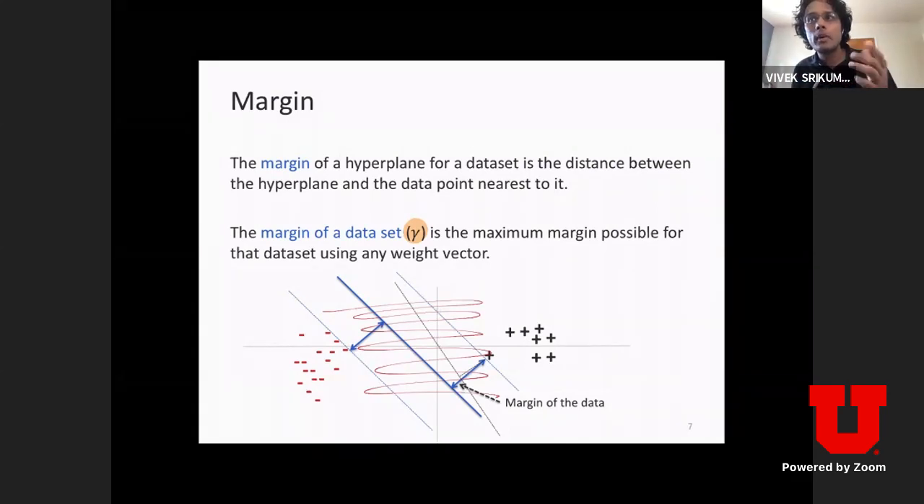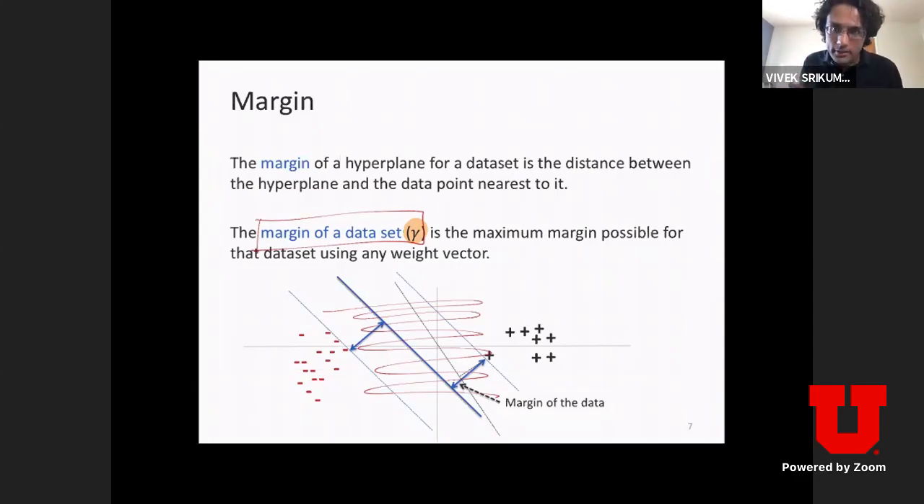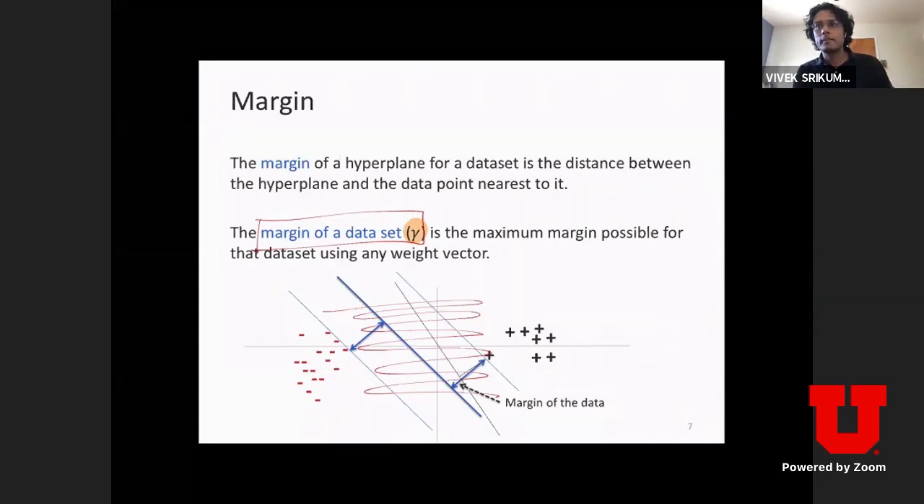What do you mean by any weight vector? That's another question. Is it any weight vector encountered during training? No, this is any weight vector that exists. We are not talking about training. The margin of a data set is a property of the data set. It's not with respect to a certain algorithm. The perceptron algorithm, importantly, does not maximize the margin. The algorithm that actually does maximize the margin is the support vector machine. We will encounter that after we see learning theory.